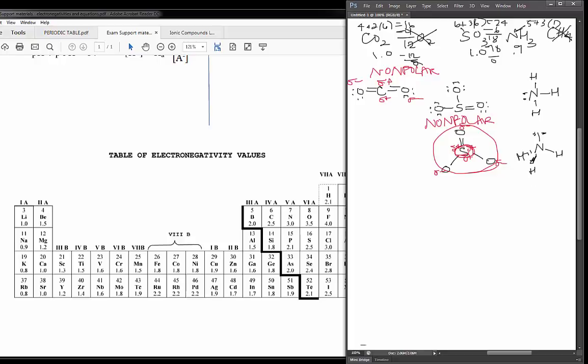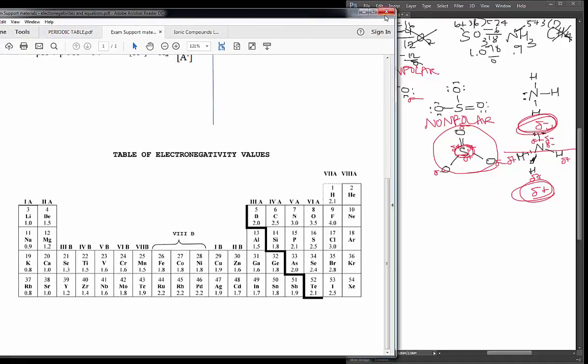And then I do know that these bonds are polar, so the nitrogen gets a partial negative charge and hydrogen gets a partial positive charge, and that's true of each bond. Partial negative on the nitrogen, partial positive on the hydrogen. And when I do that, the hydrogen atoms will end up with partial positives on that side of the molecule. Nitrogen atom ends up with partial negative on this side of the molecule. So that is in fact a polar molecule.